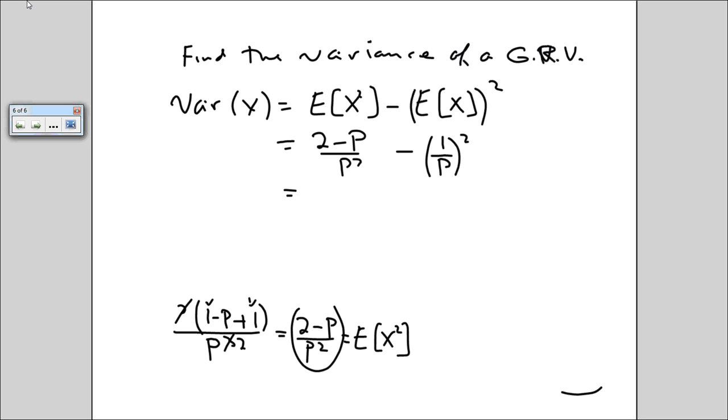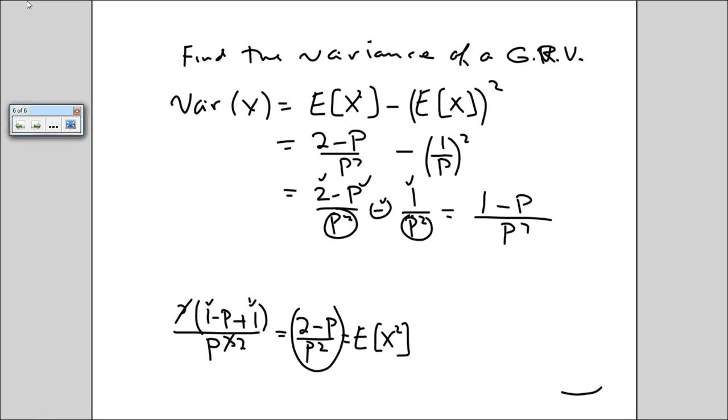So, we have 2 minus p over p squared minus 1 squared, which is 1 over p squared. In subtraction, if the denominators are the same, keep them the same. They are the same. 2 minus 1 is 1. Don't forget to take away the p. This is the variance of X.